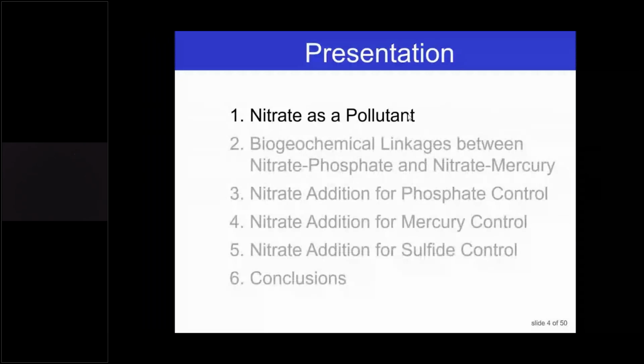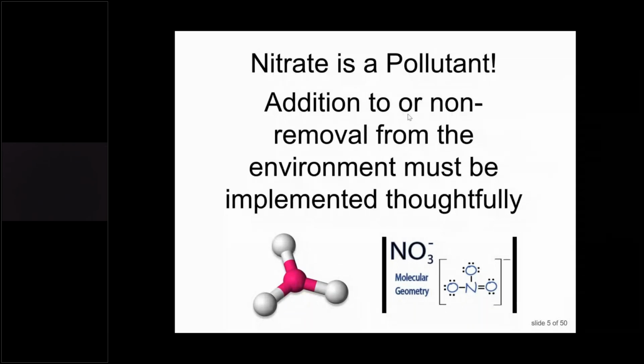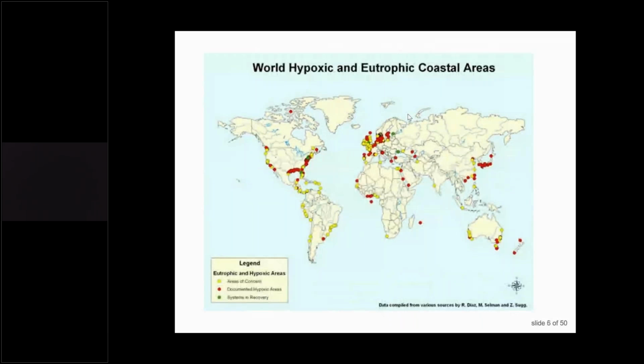So, nitrate as a pollutant. We all know nitrate is a pollutant. Its addition or non-removal from the environment must be implemented thoughtfully. We know that there are a lot of hypoxic areas and coastal eutrophication areas throughout the world. Many of these are related to nitrogen runoff due to agricultural activity. And so we know nitrogen is not only a cause of eutrophication in coastal environments, but in lakes and reservoirs as well that are nitrogen limited or co-limited with phosphorus.